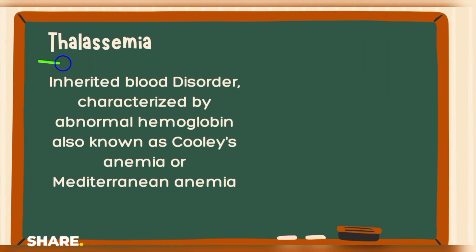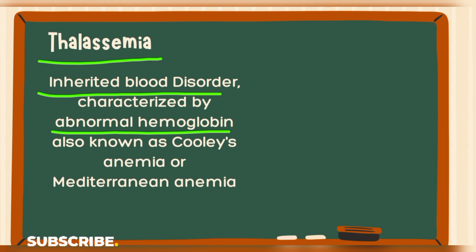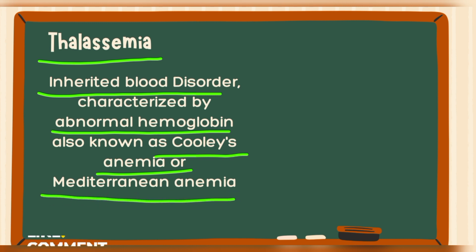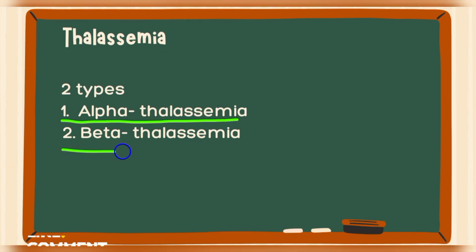Next is the thalassemia. Thalassemia is also an inherited blood disorder characterized by abnormal hemoglobin, and it is also known as Cooley's anemia or Mediterranean anemia. It is more common in Thailand and to some extent in Mediterranean countries. Thalassemia is of two types: alpha thalassemia and beta thalassemia, out of which the beta thalassemia is more common.